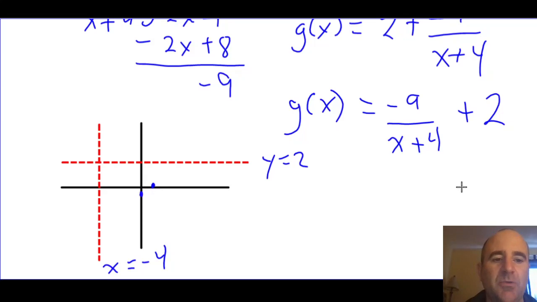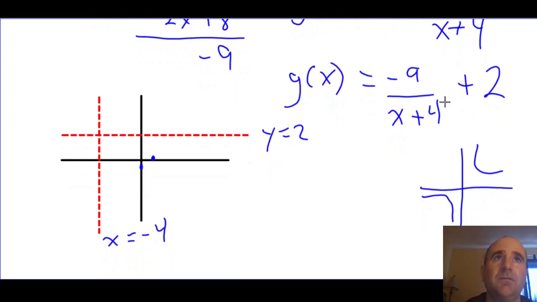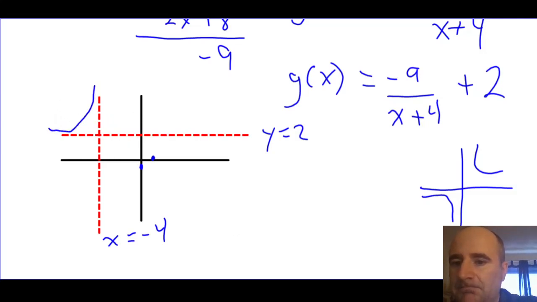Remember that y equals 1 over x looks like this. But once you make it negative, that reflects it. So we're not here and here. Instead, we're here and here. So we need to graph that, and we're going to get something like this right here. I'll try my best to do this.